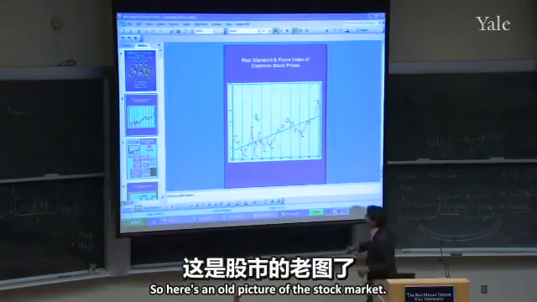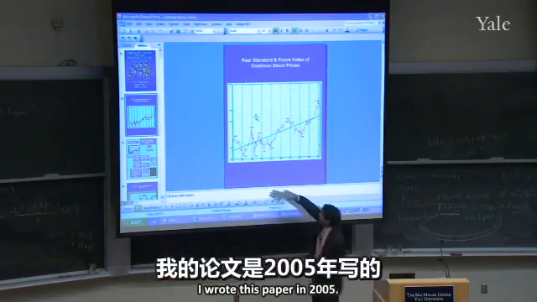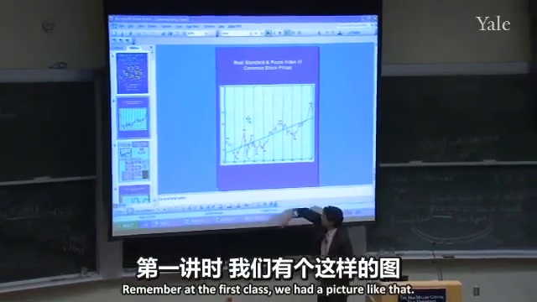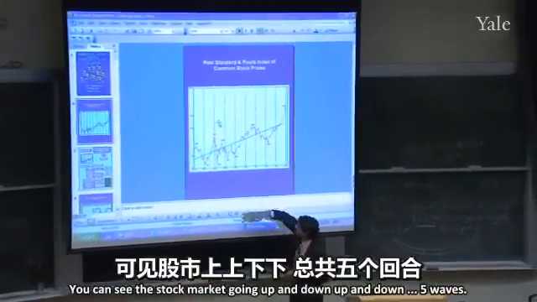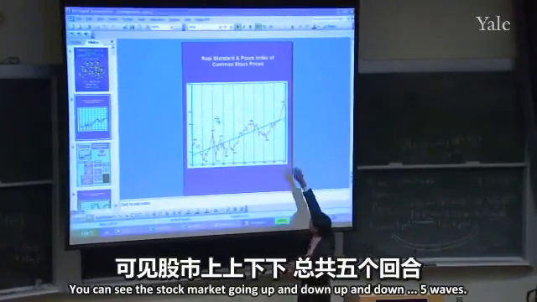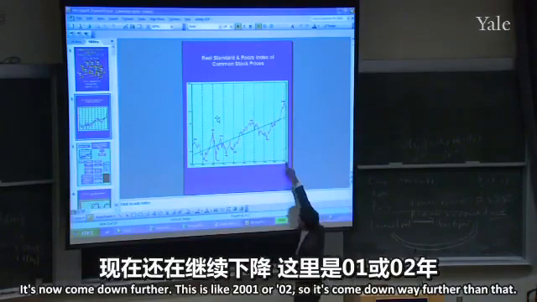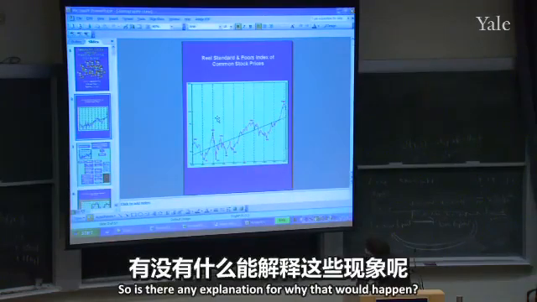So here's an old picture of the stock market. I wrote this paper in 2005. So remember at the first class we had a picture like this. You can see the stock market going up and down, up and down, 5 waves. It's now come down further. This is like 2001 or 2, so it's come down way further than that. Okay, so is there any explanation for why that would happen?